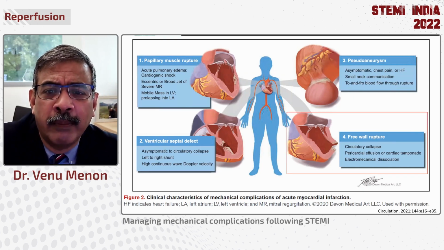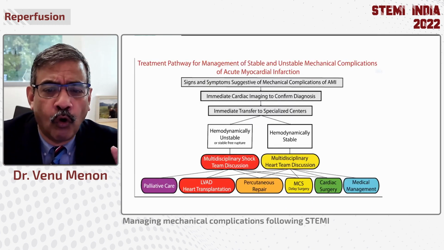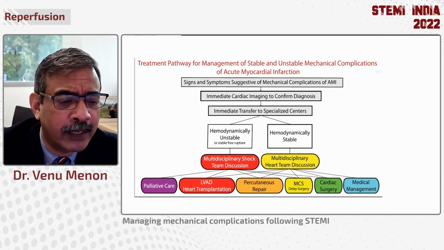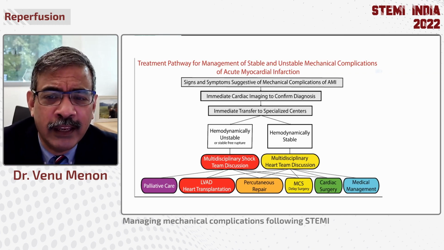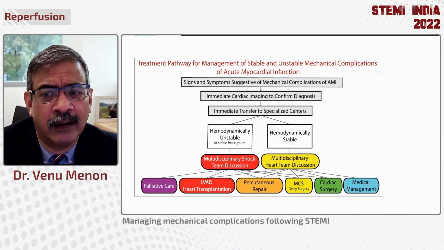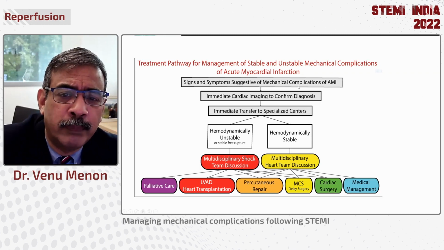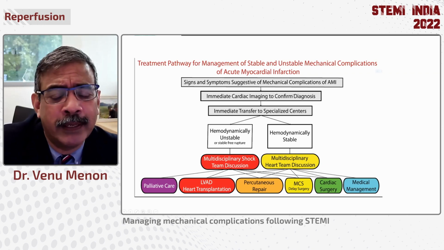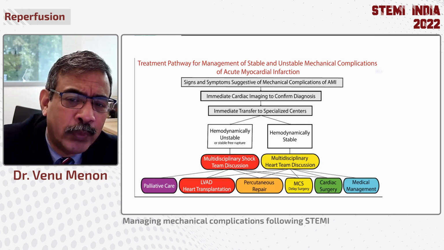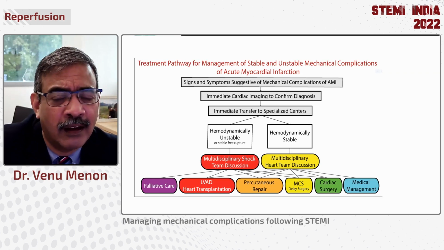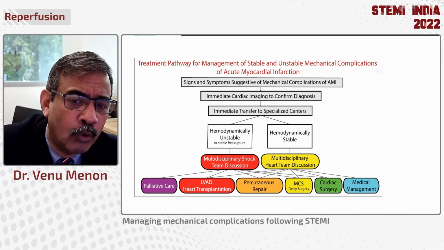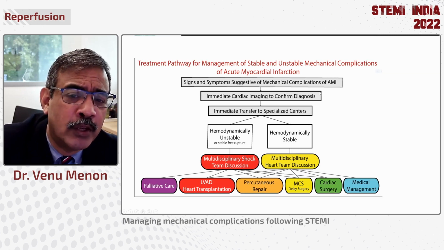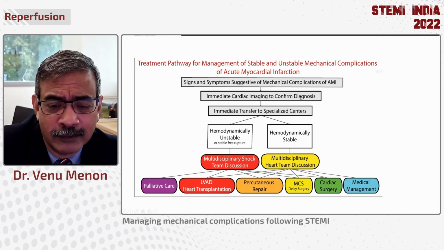So let me start by going through a general overview of what we believe the current management of mechanical complications entails. Clearly, once you suspect a mechanical complication, that should be confirmed on cardiac imaging immediately. And we believe that these complications can simply not be adequately cared for in routine cardiology centers, especially given how rare they are, how little surgical experience there is. We believe strongly that these patients should be referred to specialized centers.